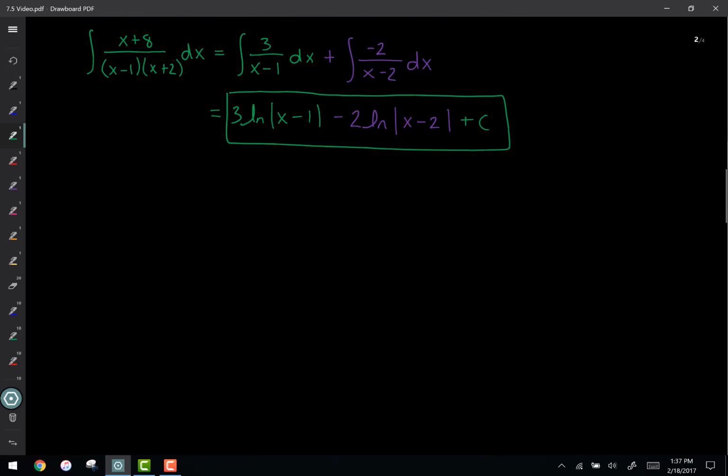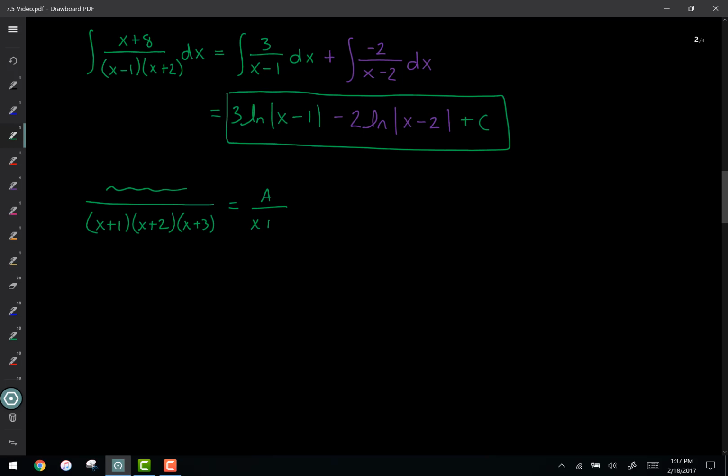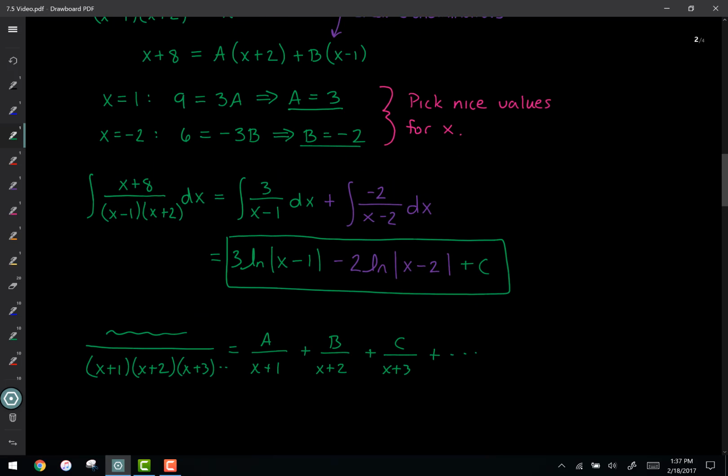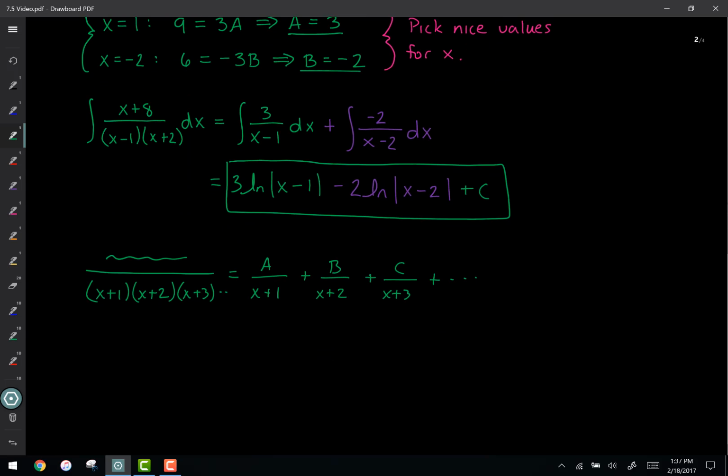Like I said, it doesn't matter if you had a whole bunch of linear factors, whatever it is, times x plus 1, x plus 2, x plus 3. How many of these you have doesn't matter. You're going to have a over x plus 1 plus b over x plus 2 plus c over x plus 3, and so on. You just pick 3 different convenient values, figure out what a, b, and c are, and they're all going to integrate to be logs. So next up, we'll take a look at how to deal with repeated linear factors.